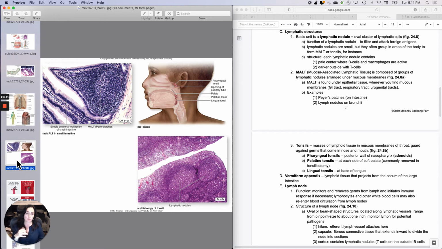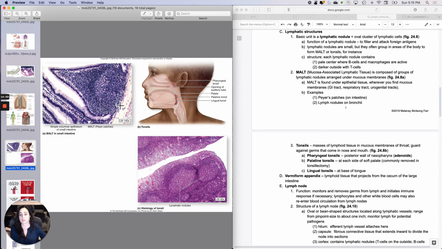GI tract, respiratory tract, urogenital tract. You run into MALT in all of those locations, because you really, really need the immune system to know whether you get exposed to something in all of those mucous membranes. You call MALT in the small intestine a Peyer's patch. Probably won't ask you that. You call it a lymph nodule when it's in your bronchi. And there's a whole bunch of MALT all over the place.